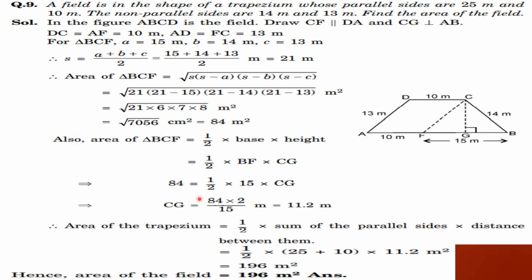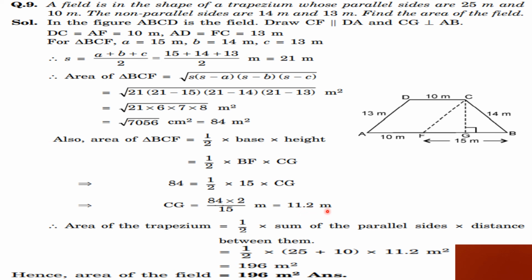So 84 is equal to 1 by 2 into BF. What is the value of BF here? 15, into CG. We don't know the height of this triangle, so we wrote CG as it is. This implies CG is equal to, we are sending these two numbers to the other side, then we get 84 into 2 by 15. Understood this statement? That is equal to, by simplifying these three numbers, we get here 11.2 meters.